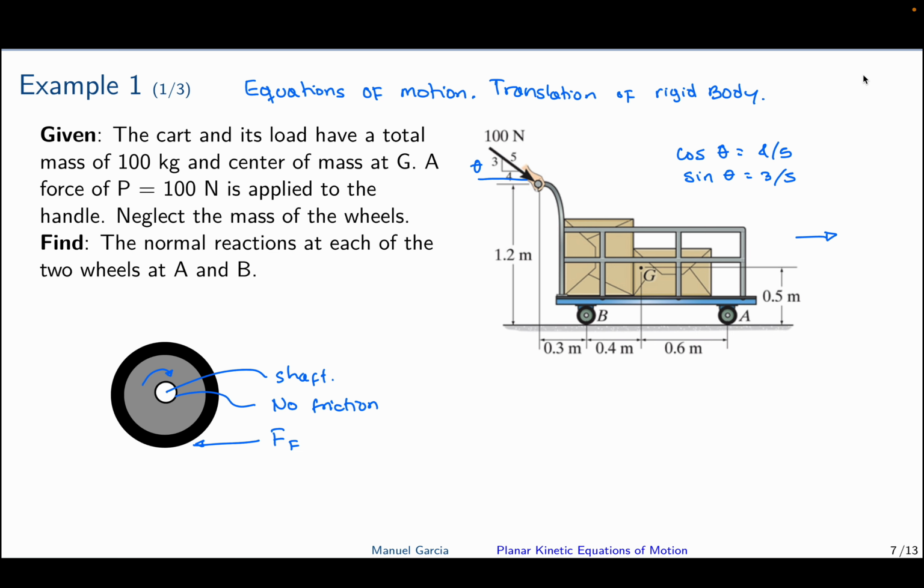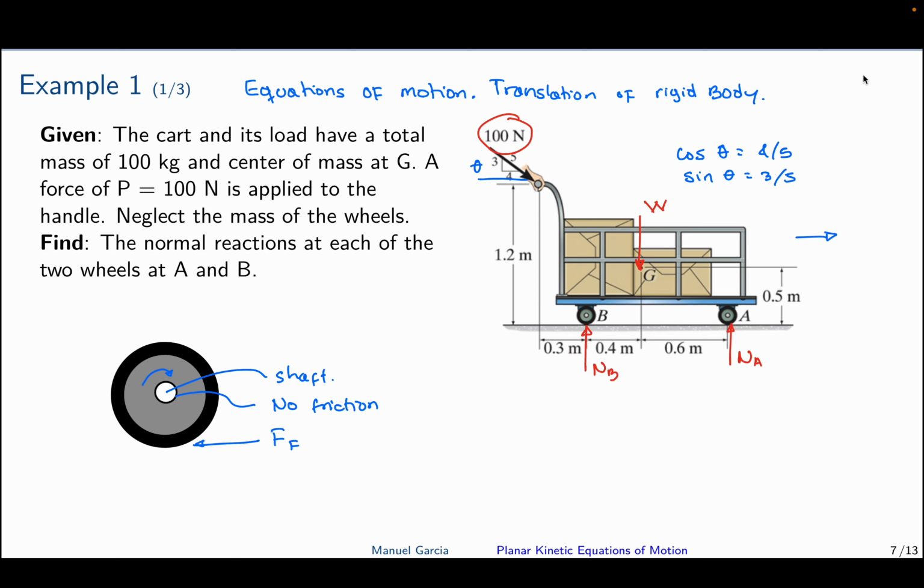No friction is transmitted to the cart, so no horizontal force. So what are the final forces that we have? We have the weight, and we have the normal forces, so normal at B, normal at A, and we have the force of 100 newtons, and we need to find the normal reactions.